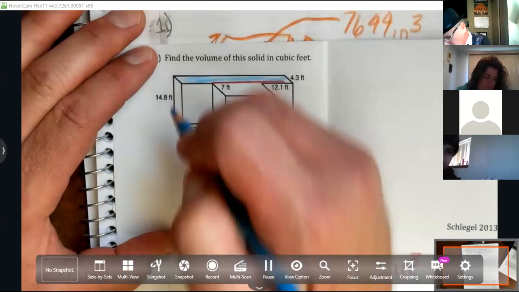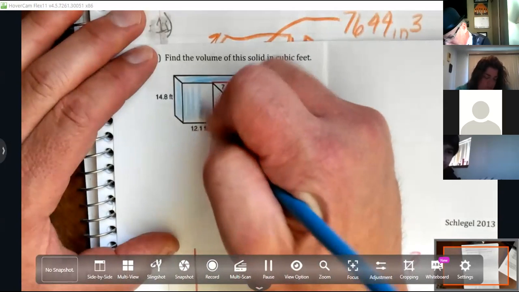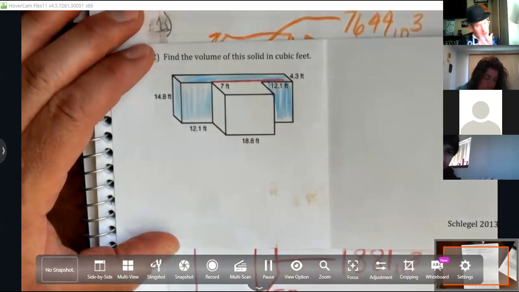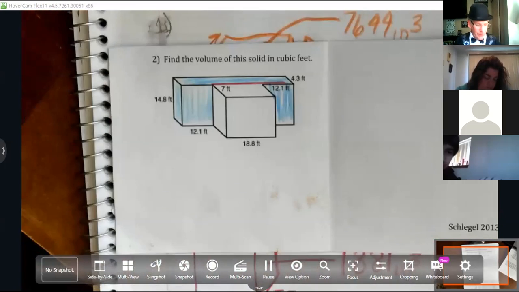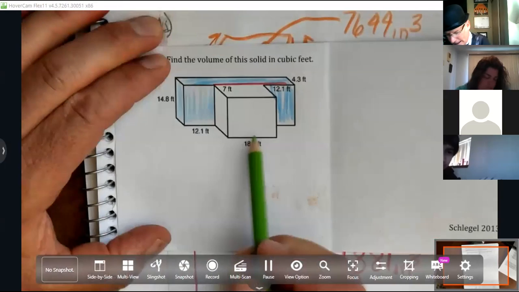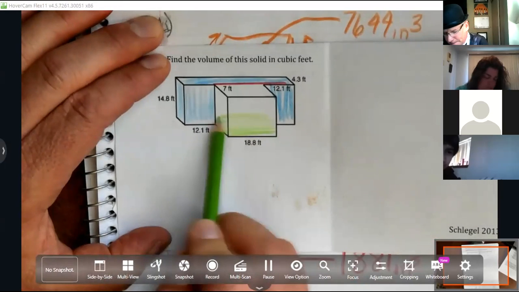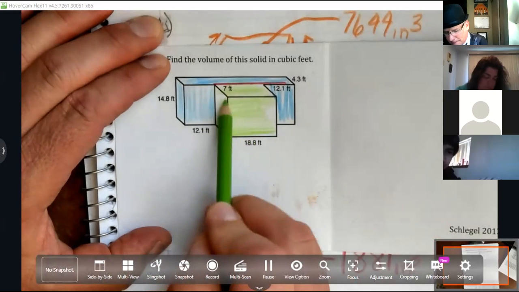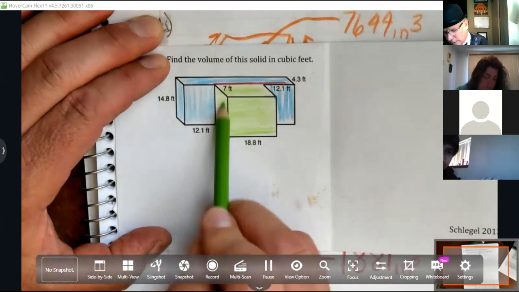Okay, so don't worry, we'll draw Mr. Blue by himself. Can you guys see how I'm doing this? So really, we got a blue guy and we got a green guy. You guys see that? So we're going to calculate blue guy first, and we're going to get the green guy second.